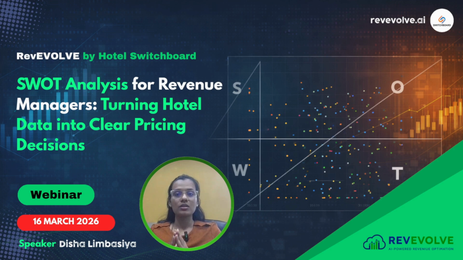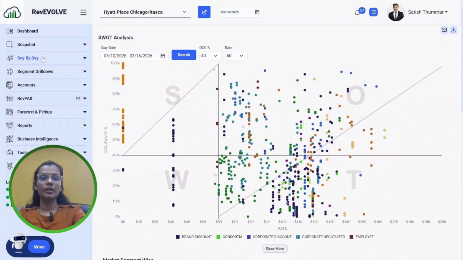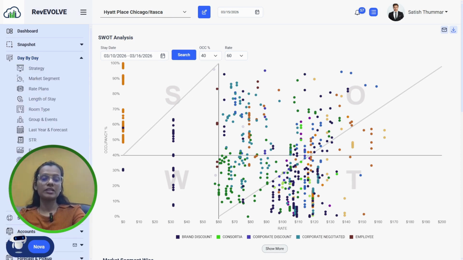So, looking at the SWOT, we get to know more about how actual bookings come in and how much the guest is willing to pay. So let's look at SWOT analysis. When you open Rev Evolve, day by day, you can find the SWOT analysis widget, and this is how the widget looks. In SWOT analysis, we have strength, weakness, opportunity, and threat analysis.